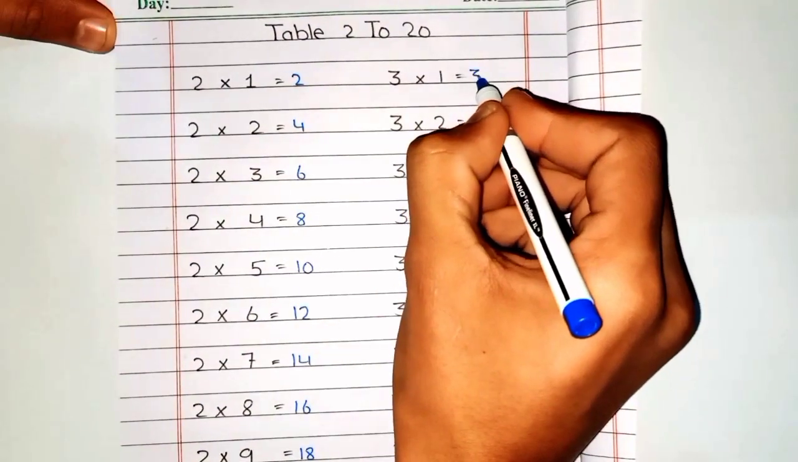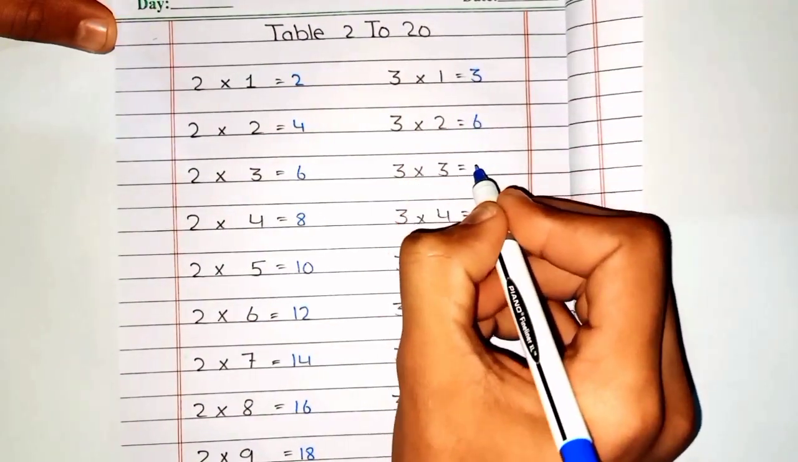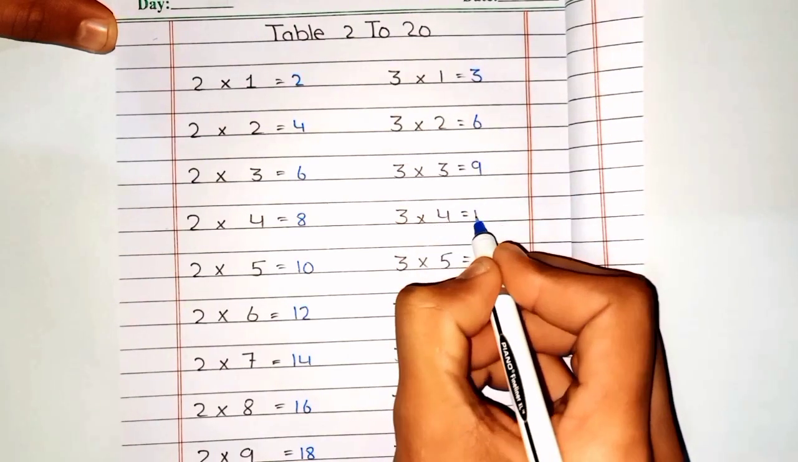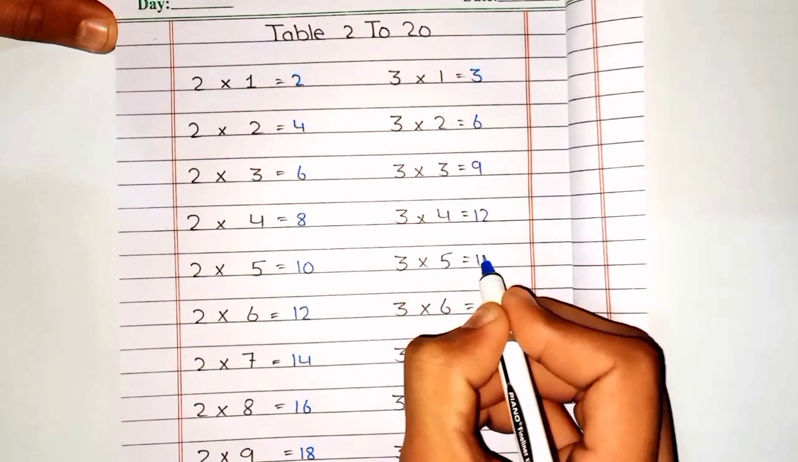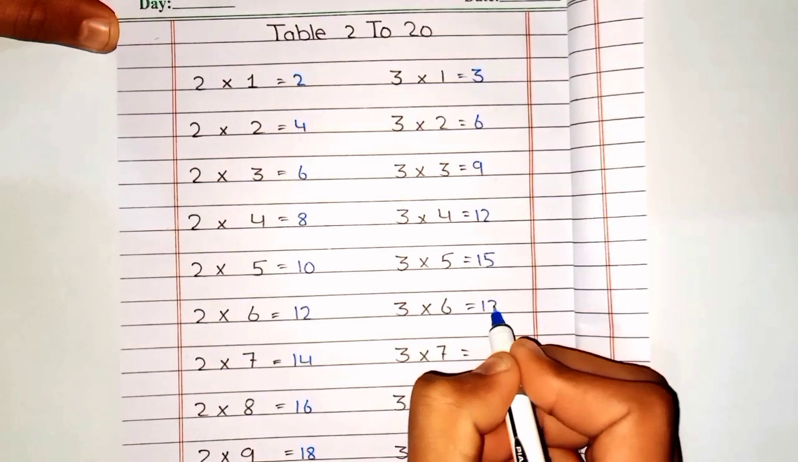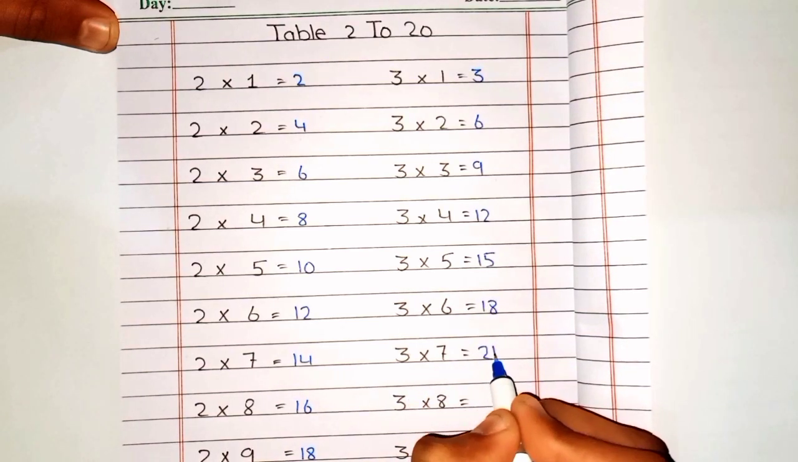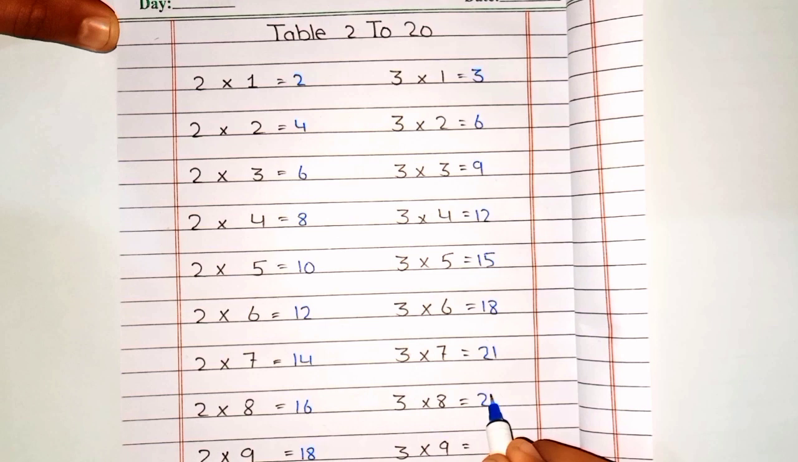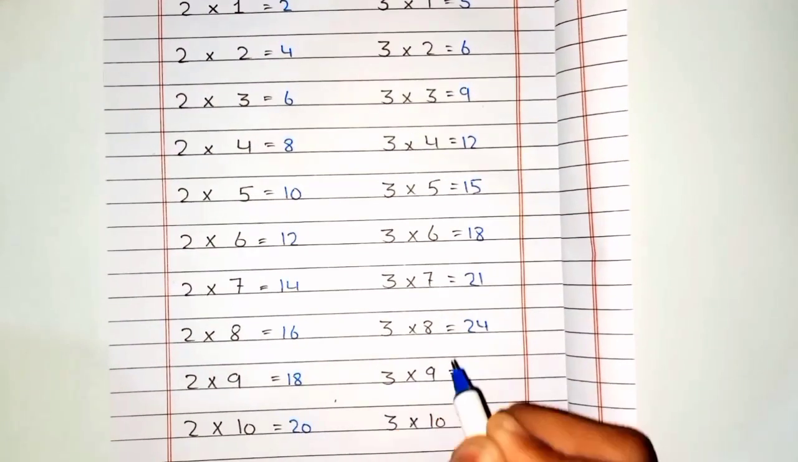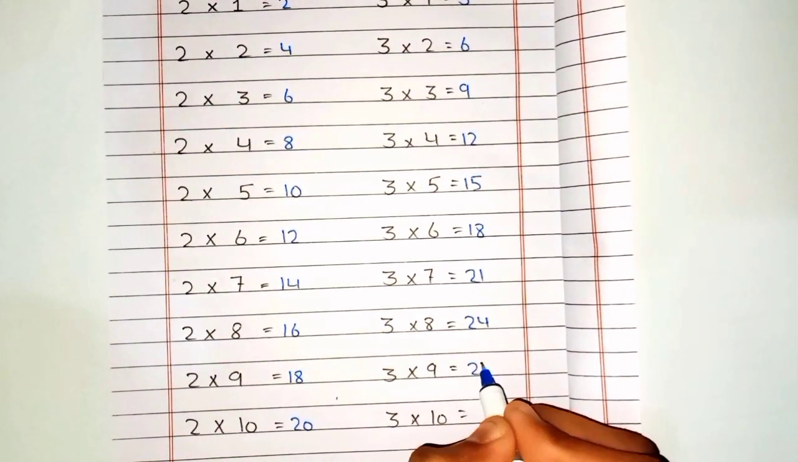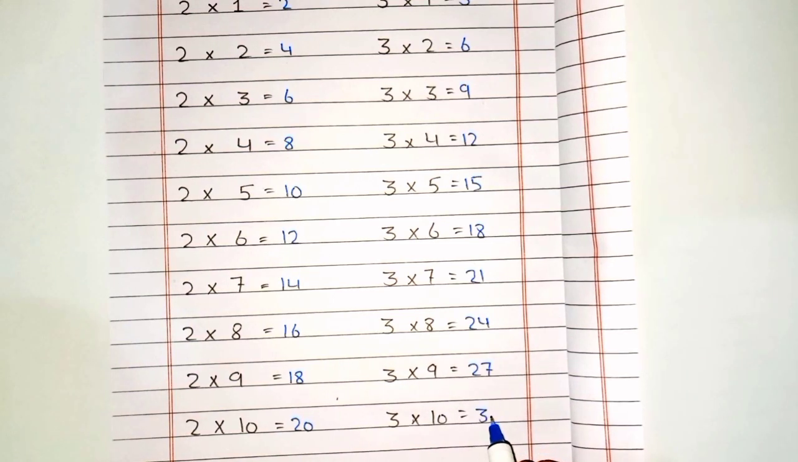Table of 3. 3 ones are 3, 3 twos are 6, 3 threes are 9, 3 fours are 12, 3 fives are 15, 3 sixes are 18, 3 sevens are 21, 3 eights are 24, 3 nines are 27, 3 tens are 30.